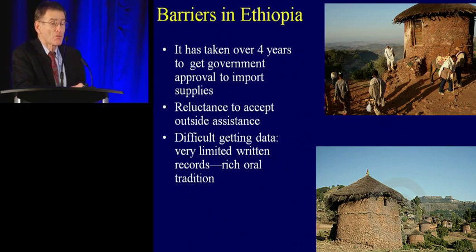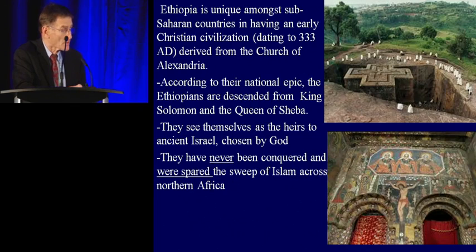But it's taken us over 4 years to get the government to approve the importation of PD supplies, which are free, so there's no charge. It cost them nothing. It took us 4 years to get approval. And you have to understand the history of Ethiopia to understand this. There's a real reluctance to accept outside assistance. You can't get data very well. There's very limited written records. There's this oral tradition. Even in the hospital, there were no written records. Everyone passes things on orally.